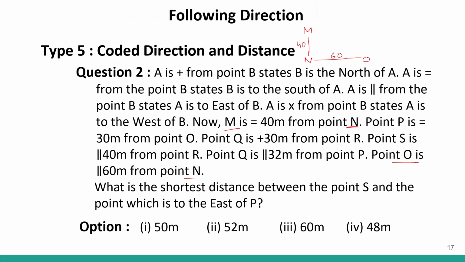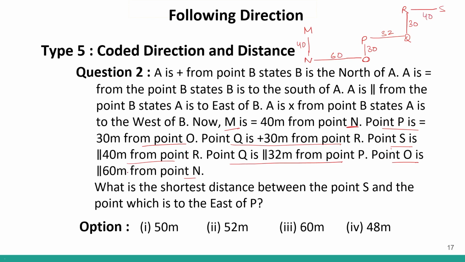60 meter. From O, we were going to P, 30 meter. From P, we were going to Q, 32 meter. From Q, we were going to R, like this, 30 meter. And from R, we were going to S, like this, 40 meter. So this we discussed in the previous question, this diagram.